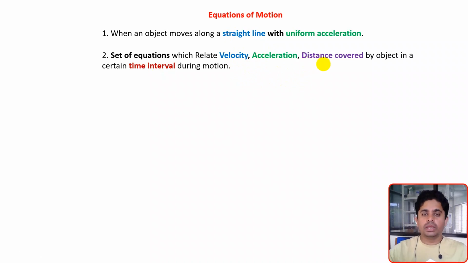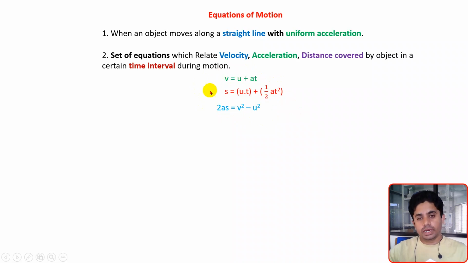These equations are very important. What are those equations? Three equations are there. First equation, v is equal to u plus at; second, s is equal to ut plus half at square; and third, 2as is equal to v square minus u square. What these equations are and where they came from, we will discuss in coming videos, but for the sake of this video, we will consider these three equations: v = u + at, s = ut + ½at², 2as = v² − u².